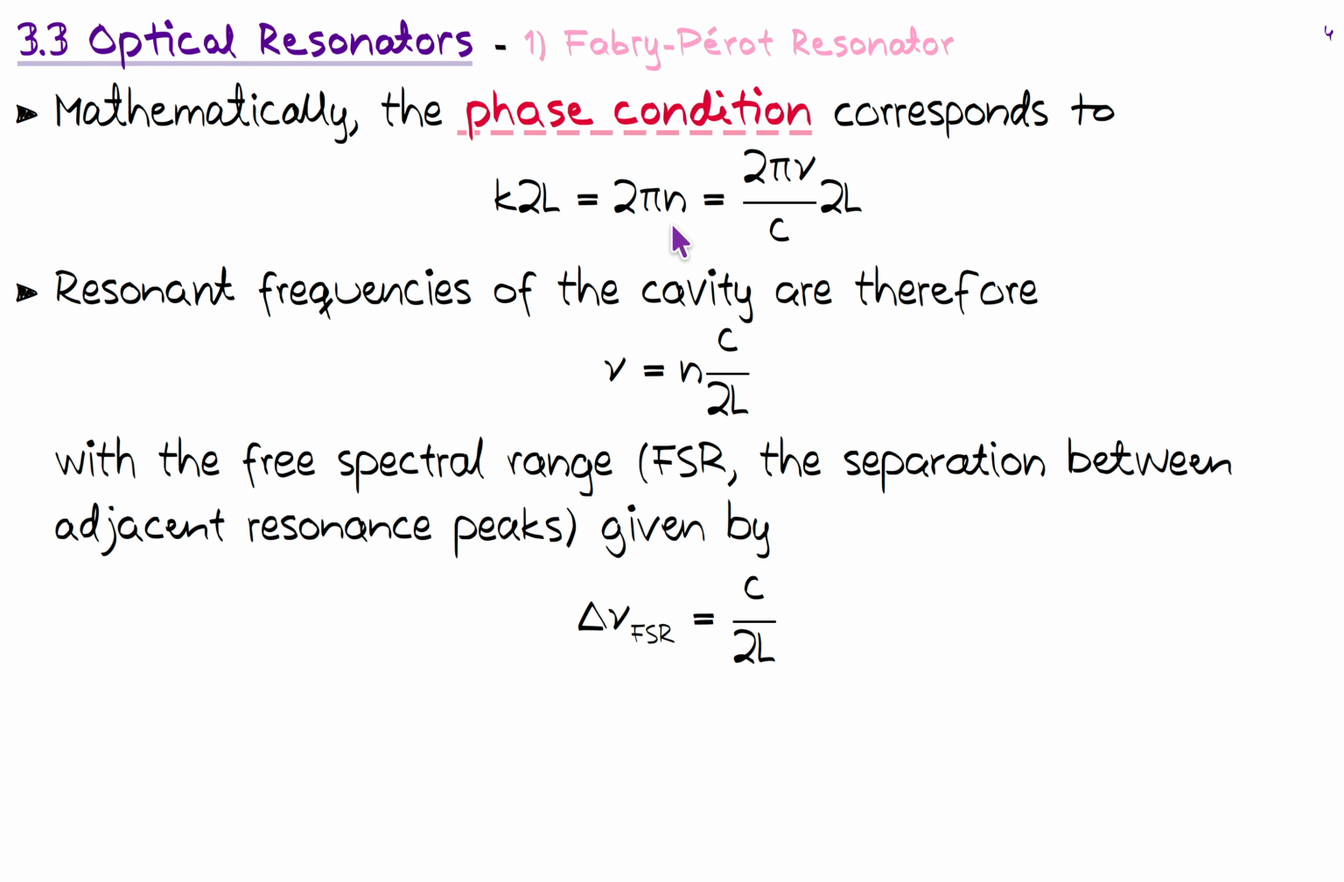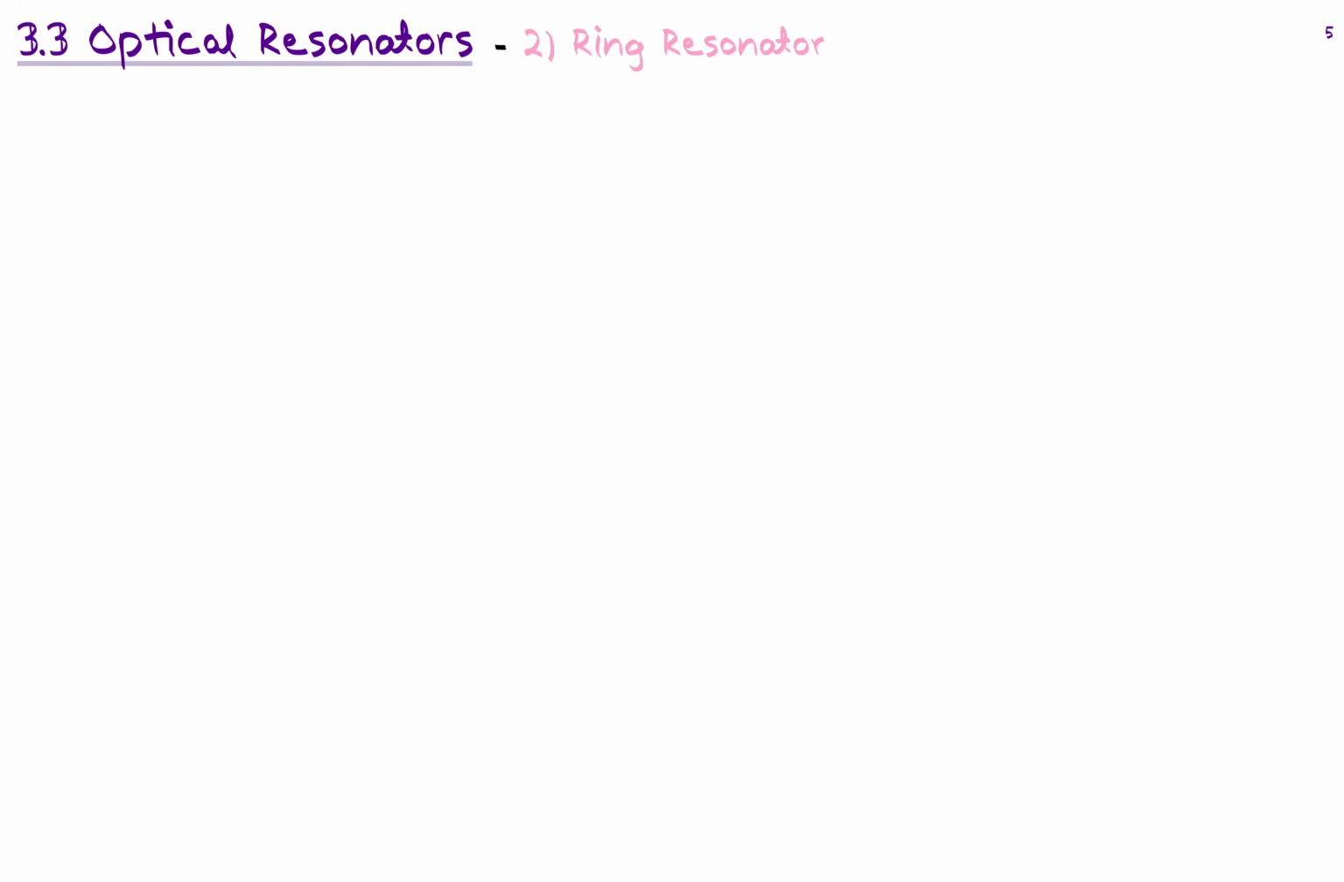And here, n is a multiple integer, so not the refractive index here. So that's where we have the multiple peaks arising.